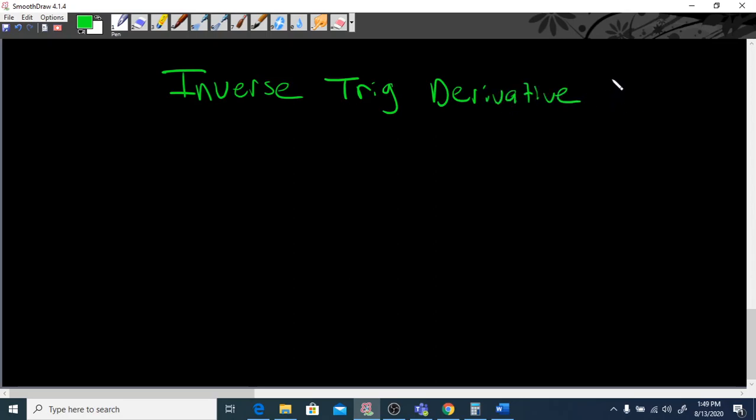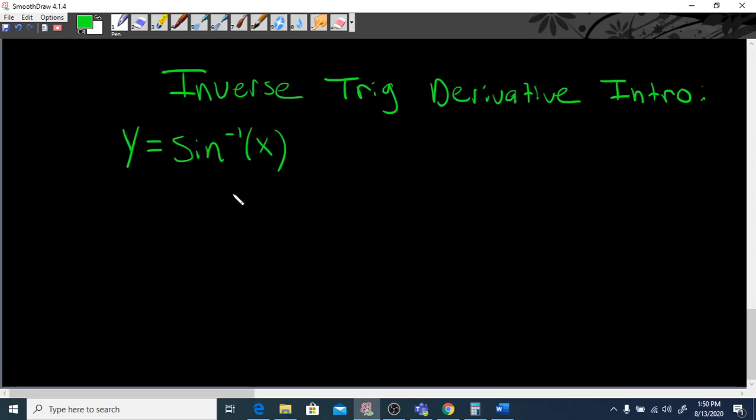Okay, so this is about inverse trig derivative intro. So it's like this. If you have something like the inverse sine of x, how do we find its derivative? That's what this is all about.